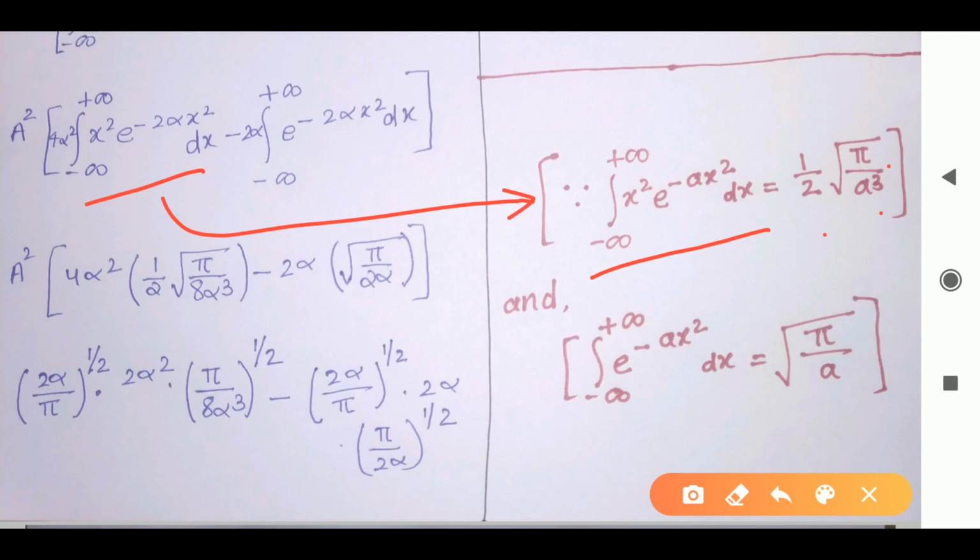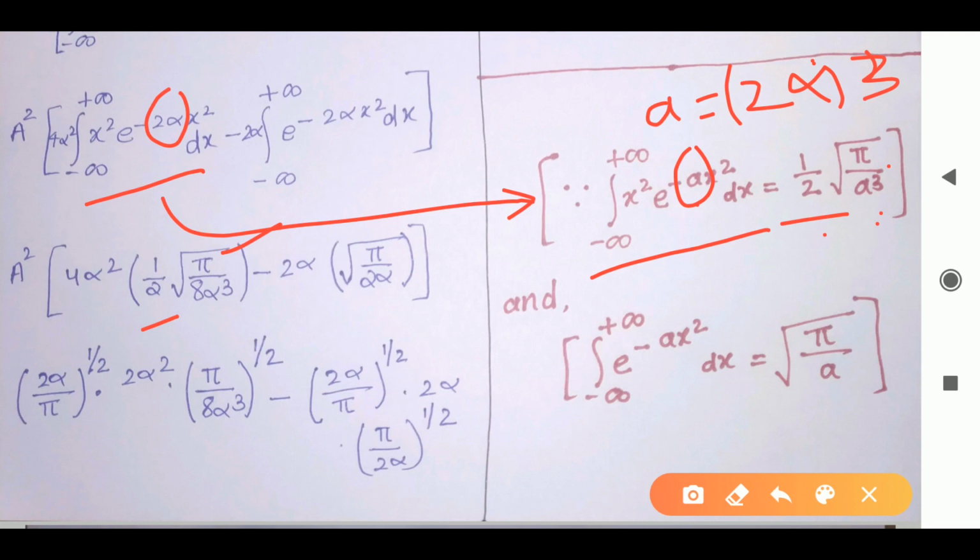Okay, only instead of a, we have here 2 alpha, and the minus sign as it is, every value is there. So instead of this, what we will get here, half we will get, root over of pi we will get, but in here we have a cube, but instead of a, what we have here is 2 alpha. So a cube, that is this cube, what we will get, 2 raised to 3, that is 8, and alpha cube, this we will get. Clear?